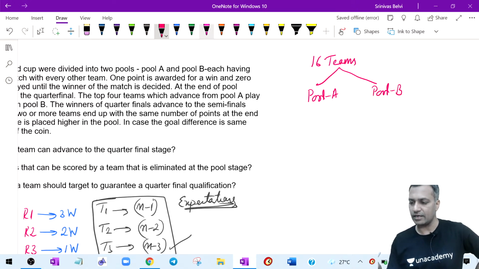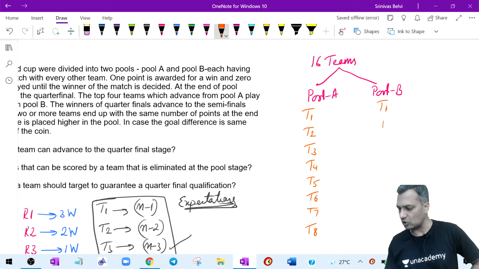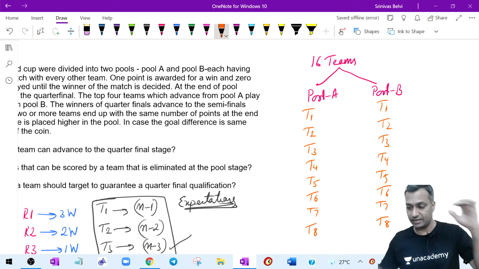In Pool A, there are about 8 teams. There would be some names, but we are not bothered about it. I'm just putting them by the rankings. Team 1 is the better team, let's assume. T3, T4, all like this. Team 7, Team 8. And he said that in Pool B also, this is the same situation. This is what he said. He divided it like this.